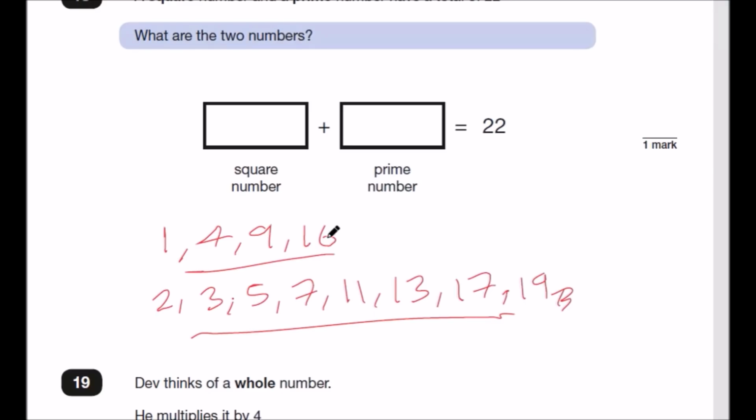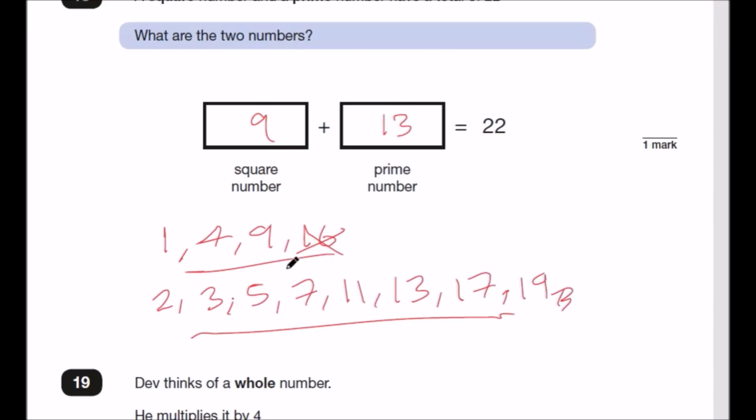So I always start with the biggest square number and see if I can match any number below it. So 16 and 2, nope. 3, nope. 5 will make 21, nope. So 16 can't work. How about 9? 9 and what would make 22? 9 and 2, 3, nope. 5 will make 14. 7 will make 16. 9 and 11 will make 20. 9 and 13 will make 22. And that's it. Your answer is 9 and 13.